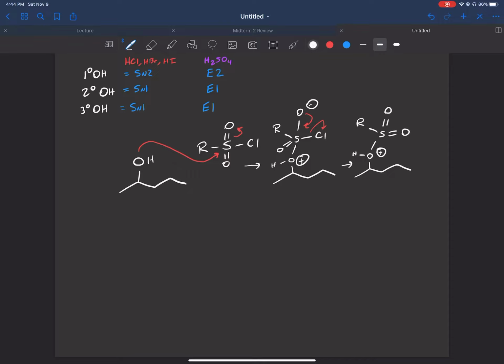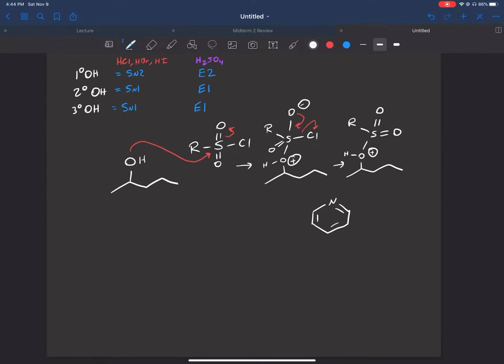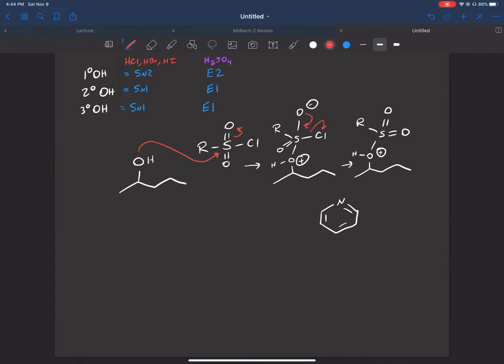And so what happens next is a base. Most of the time you will see something like this. This is called pyridine, essentially a benzene with a nitrogen at one of the carbons. It is going to grab that H, giving us this structure.